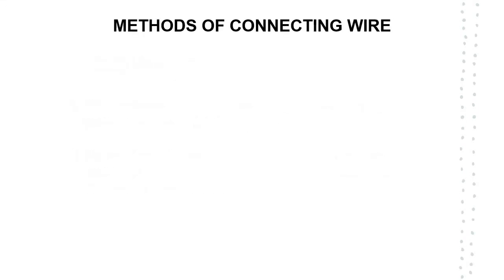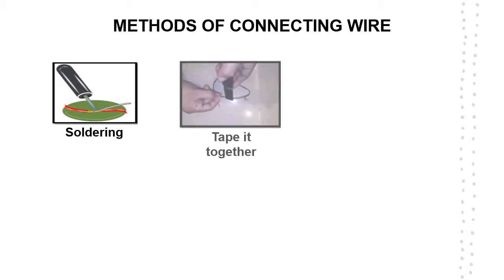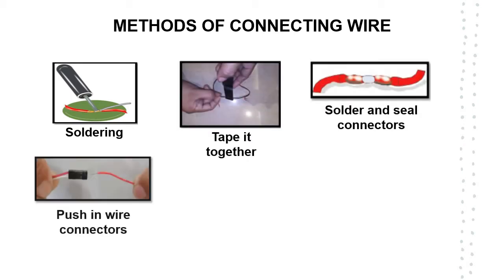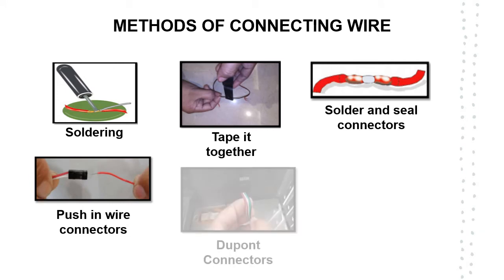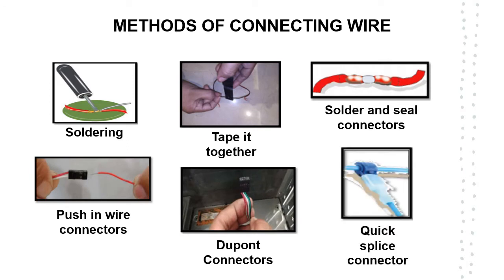Now let us discuss the methods of connecting wire. Actually, there are a lot. So we have here soldering, tape it together, solder and seal connectors, push-in wire connectors, dopant connectors, and quick splice connector. So let's discuss each of them.